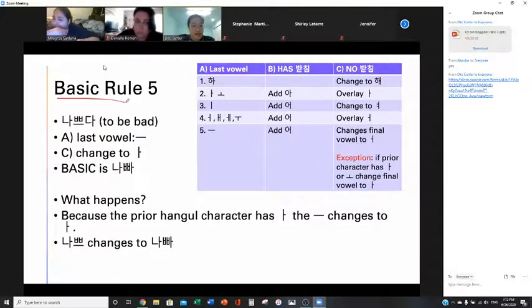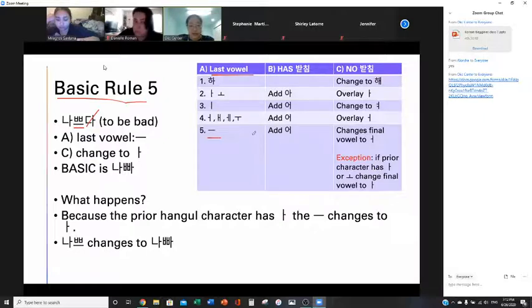And then basic rule 5, we have napuda, to be bad. It means to be bad, and this is the da form. Da form is the dictionary form in English. So you remove da, and then you have napu left, right? U right here. This is the existing stem. So you go onto the chart and look at the last vowel. You have u. So that's why you look at the last rule right here. So you look at the u, and then see if it has a pachim or not. This one doesn't have pachim, so you go to the C.